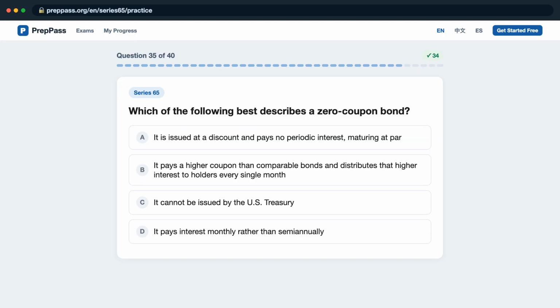Question 35. Which of the following best describes a zero-coupon bond? Is it A, it is issued at a discount and pays no periodic interest, maturing at par? B, it pays a higher coupon than comparable bonds and distributes that higher interest to holders every single month? C, it cannot be issued by the U.S. Treasury? D, it pays interest monthly rather than semi-annually?